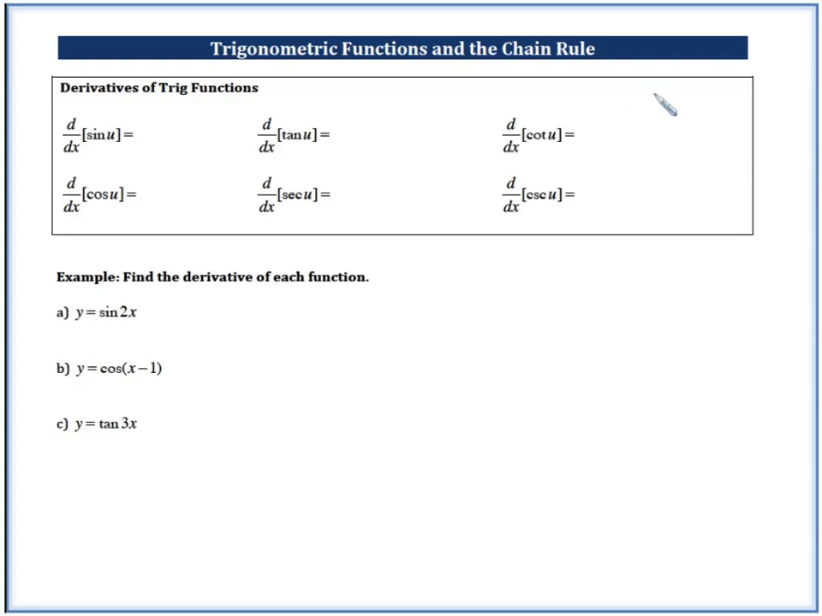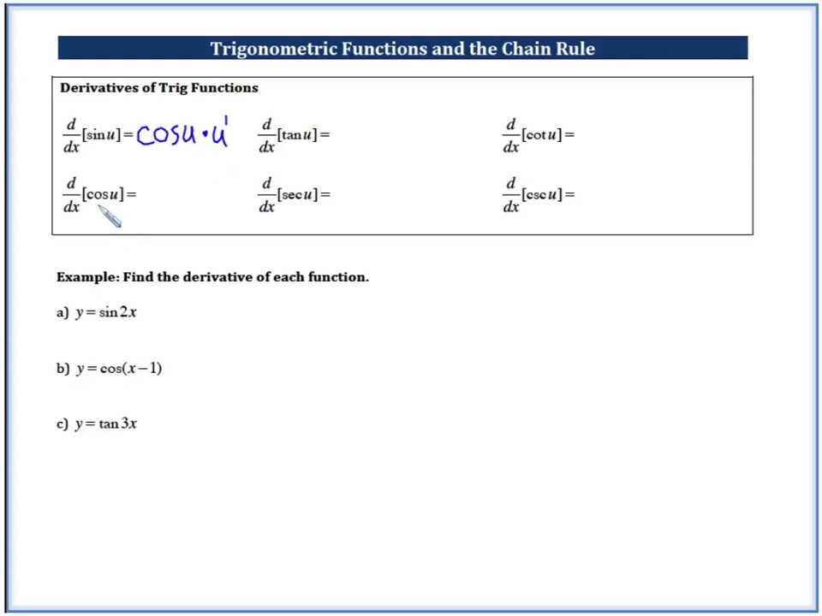Alright, in this lecture we're going to be taking a look at trigonometric functions and how the chain rule applies to these. So if we have the derivative with respect to x of sine of the function u, where u is a function of the variable x, we basically do the same thing as before. The derivative of sine is cosine, but then we have to remember to multiply by the derivative of u. So we have cosine u times the derivative of u.